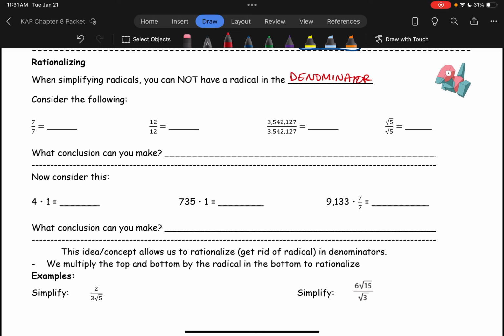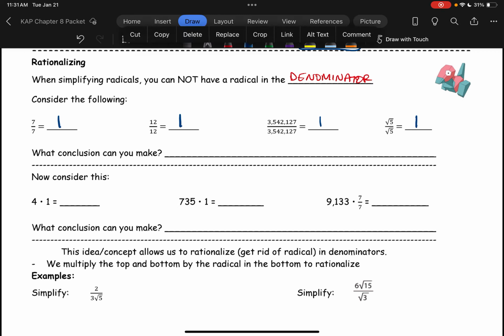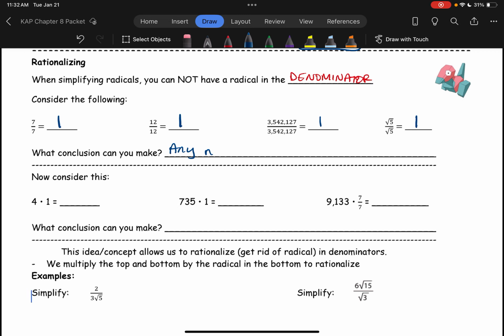So for us to better understand the process of rationalizing, let's consider the following. Okay, look at these numbers here down below. 7 divided by 7, that's just 1. 12 divided by 12, 1. 3,542,127 divided by 3,542,127 is just 1. And if I look here at the very end, the square root of 5 divided by the square root of 5, well, that's just also 1. So what conclusion can we make from these examples here? Hopefully what you're thinking right now is that any number divided by itself is always going to be 1.